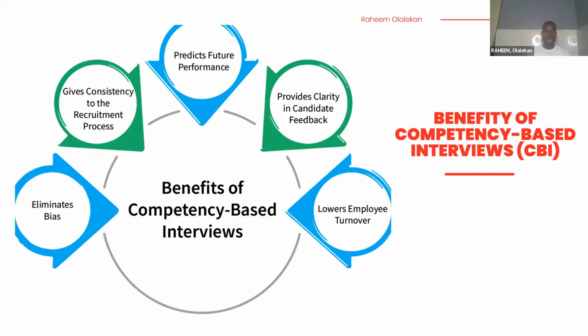From the assessment center, when you deploy CBI, don't forget the candidate is bringing back his past experience to relate with the present situation, and you will use that to judge his future performance. It gives consistency to the recruitment process. Excellent. CBI is excellent for recruitment. It is called competence, meaning if you don't have those competencies we are looking out for, you are not suited for this. And finally, it's used to eliminate bias.